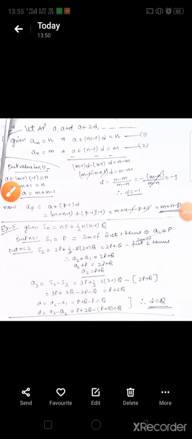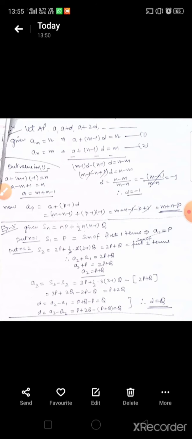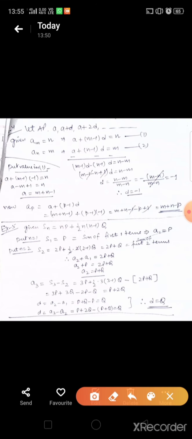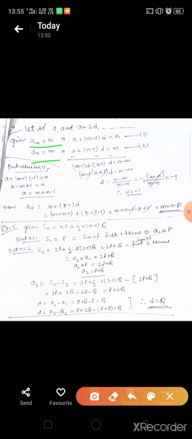For revision point of view, we are taking certain examples more so that you can study and understand the concept more. In example 4, we have been given that the nth term of an AP is M and the mth term of an AP is N, and we are supposed to find the pth term. So first of all, we should assume what the AP is.